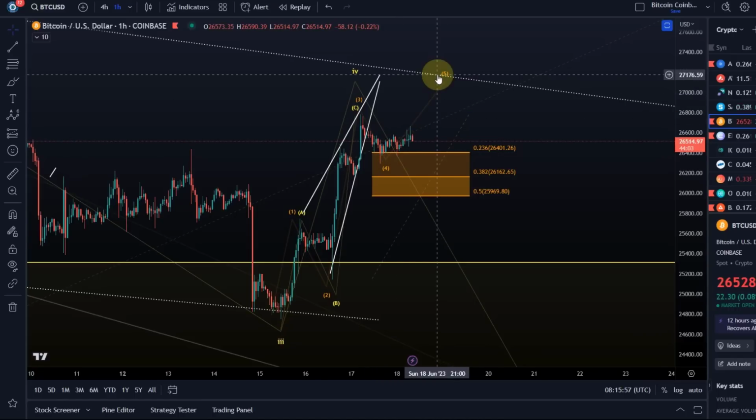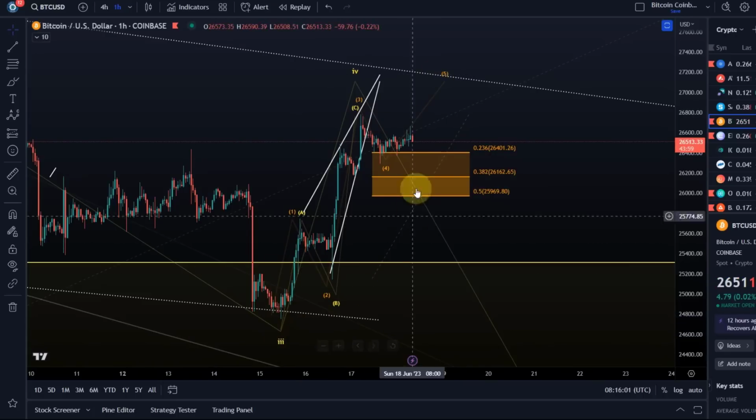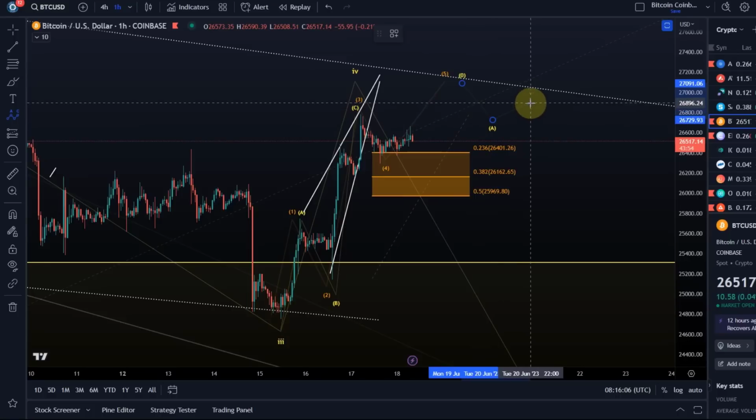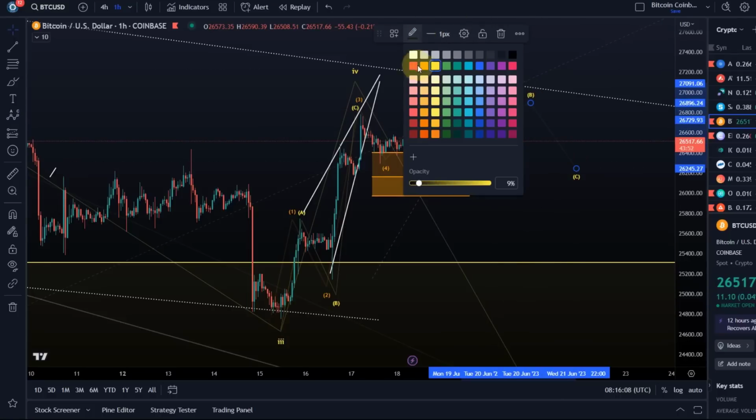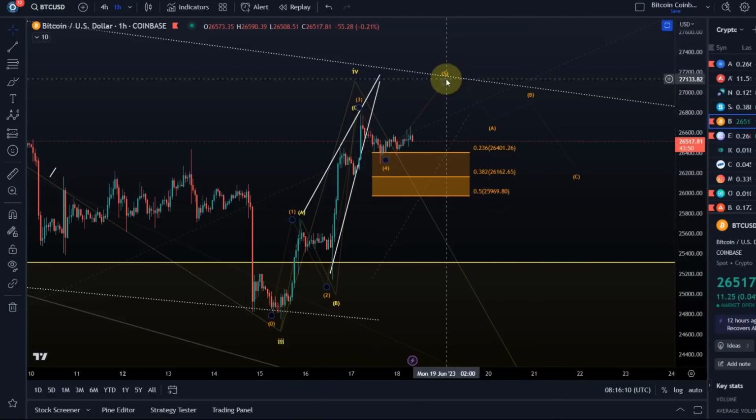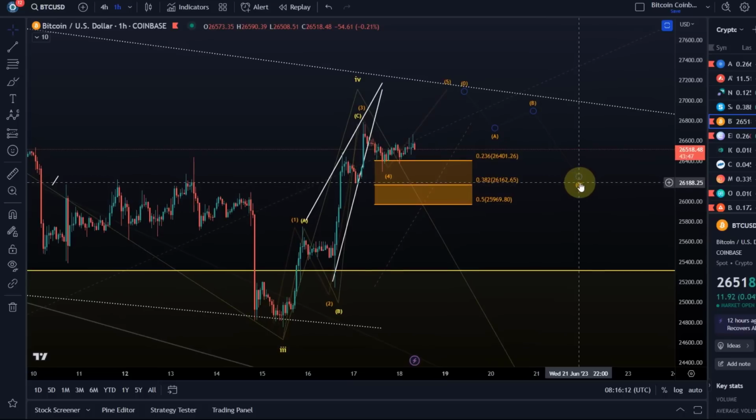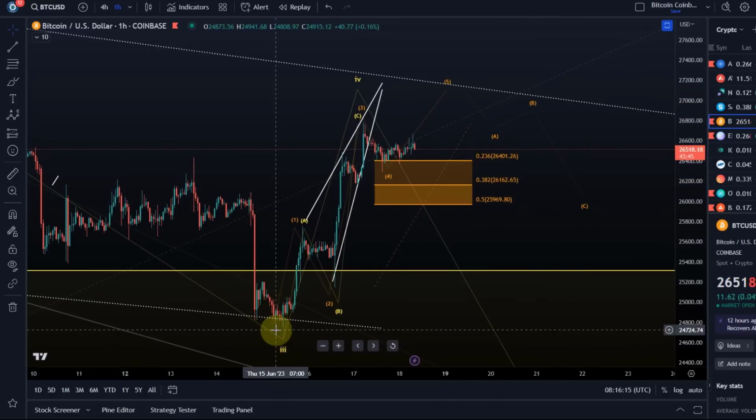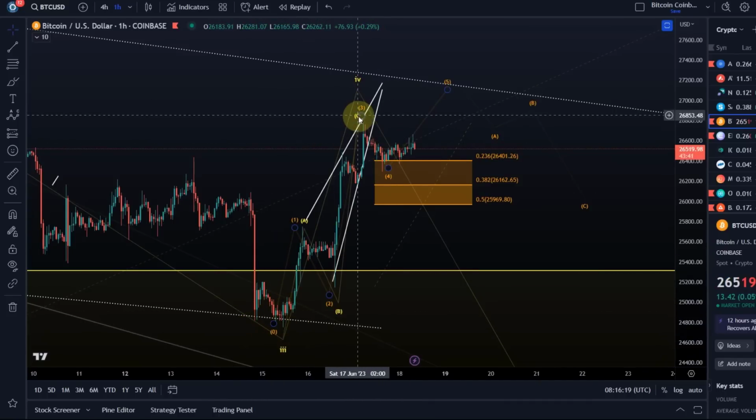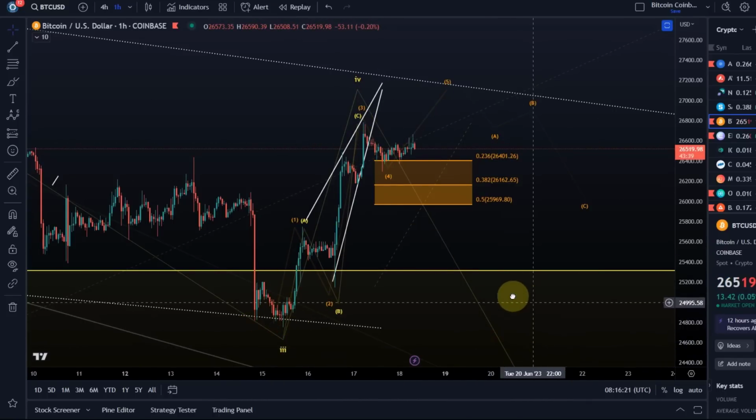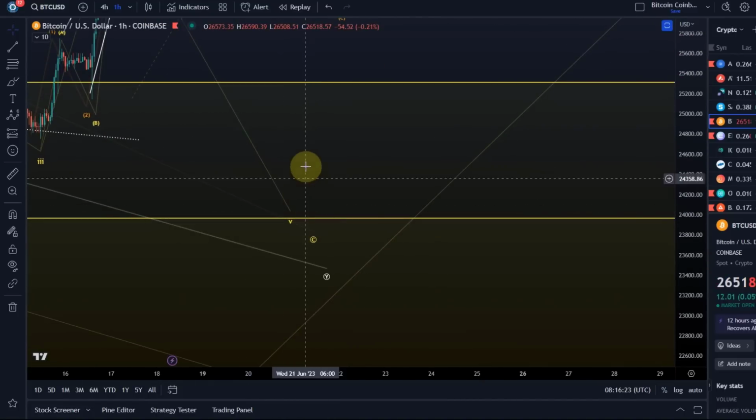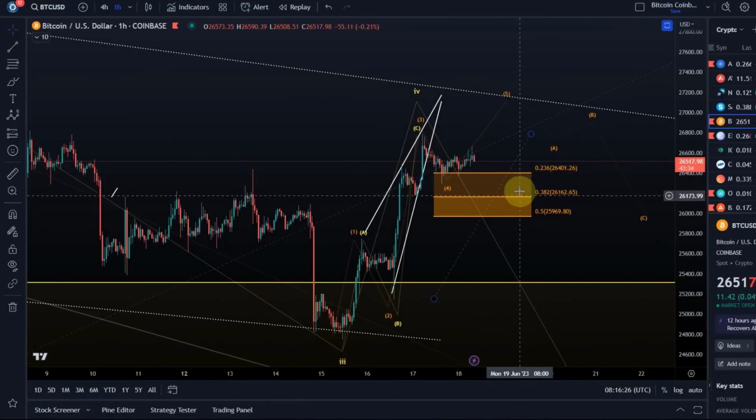But the orange count is the count that needs to happen to confirm that a low has been made. So I need to see first 5 waves up, and then I need to see an ABC structure to the downside. I'm going to highlight that in orange as well. That's what I need to see as a cycle to confirm that an overall low has been made. Until then, it's very likely it's only doing the yellow wave count, which would then break down afterwards and make a new low around 24K, 24.5K, but that could then end this larger wave 2 correction.